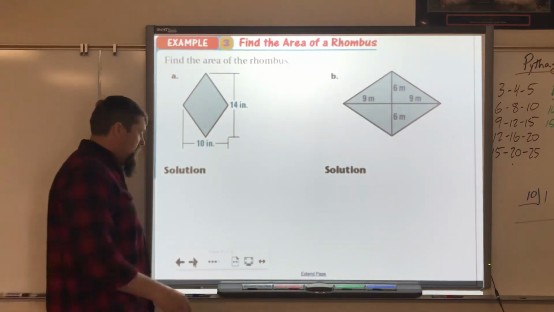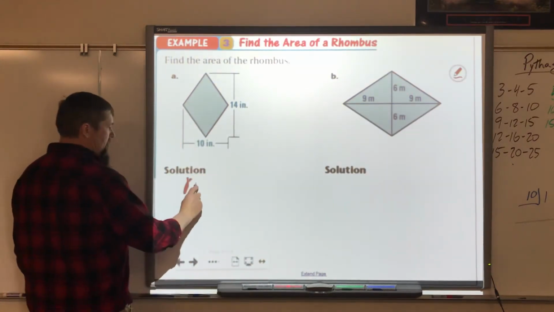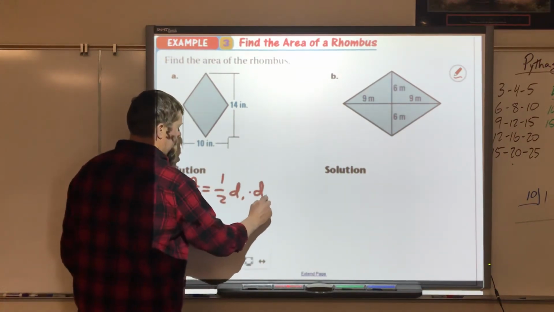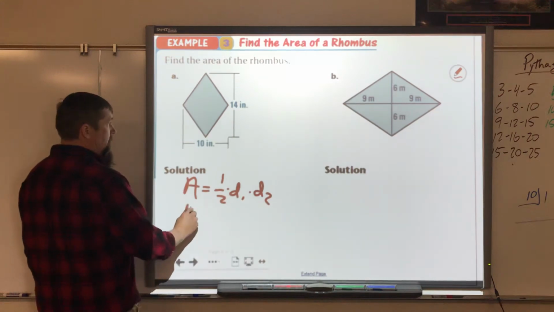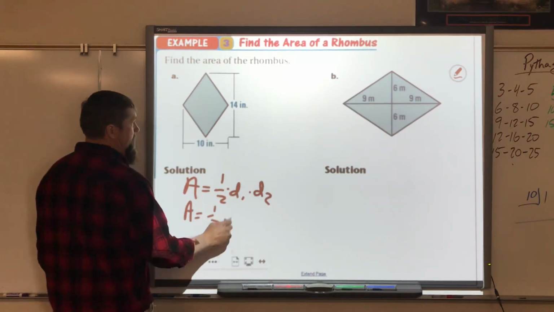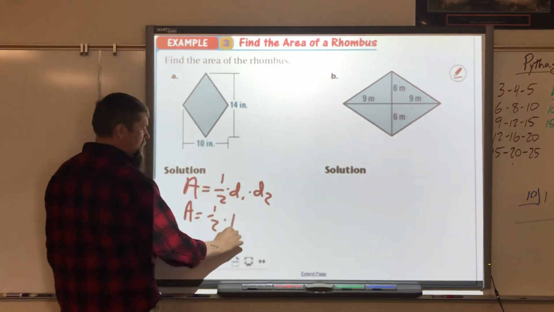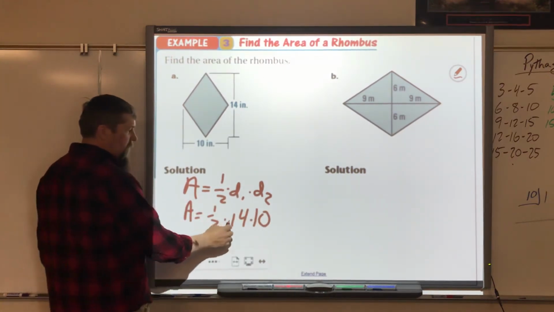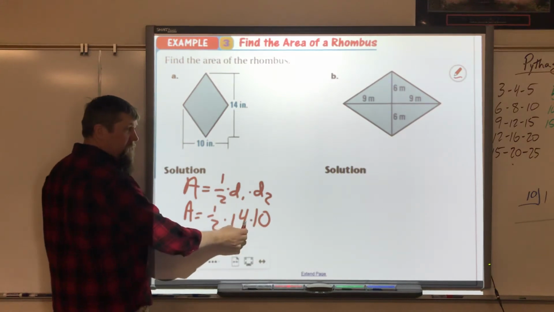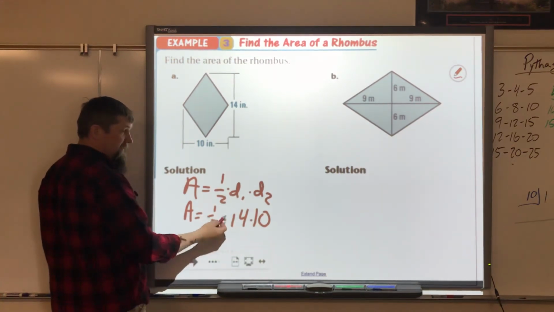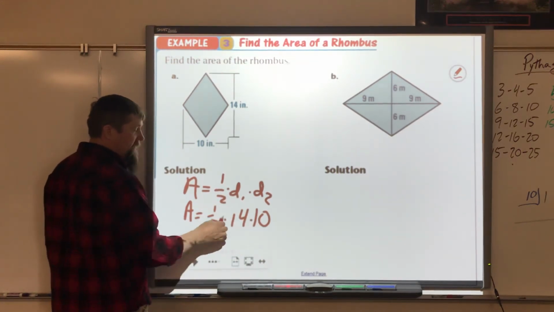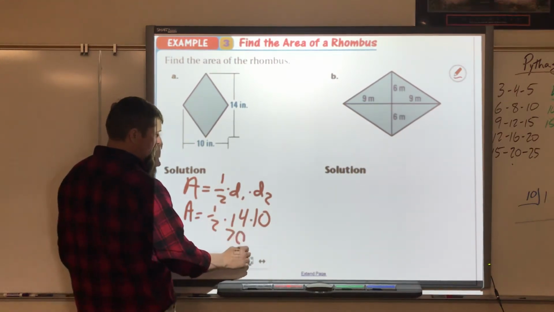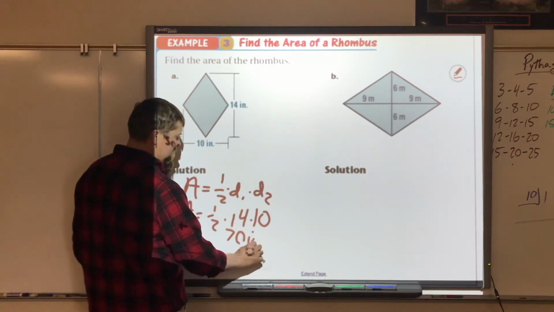Okay, so here we have the area is equal to 1/2 D1 times D2. Area is equal to 1/2 times, one of the diagonals is 14, one of them is 10. You can multiply this first and get 140 divided by 2 and get 70, or you can multiply 1/2 times 14 and get 7. 7 times 10 is 70. So either way, you should get 70 inches squared.